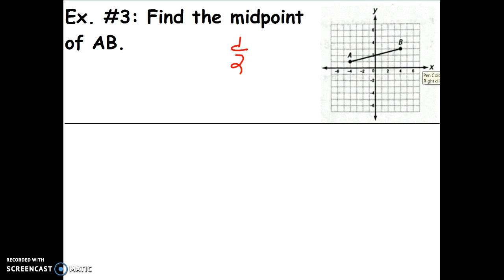Now, since we're talking about the line segment AB, that means A is our first point, and B is our second point. So let's go ahead and identify those ordered pairs. This is -4, 1. And then this is 4, 3. All right, since this is our first ordered pair, this is our x1, y1. This is our second ordered pair, so this is our x2, y2.